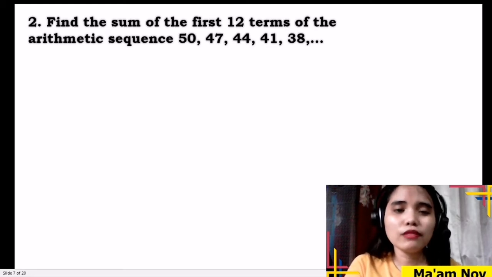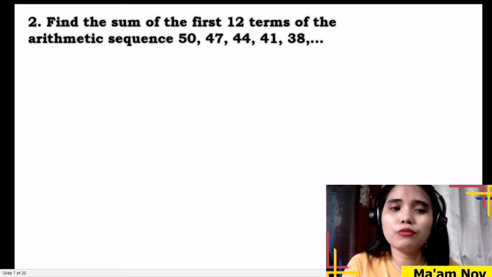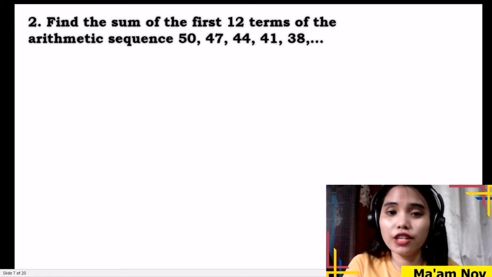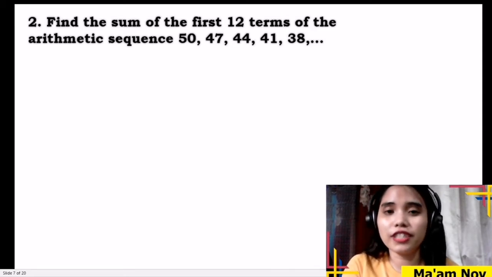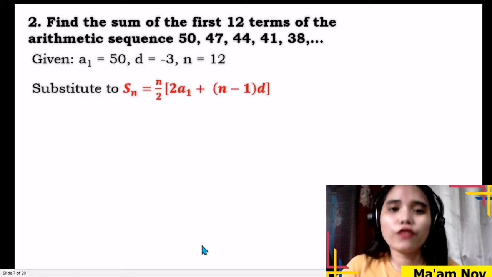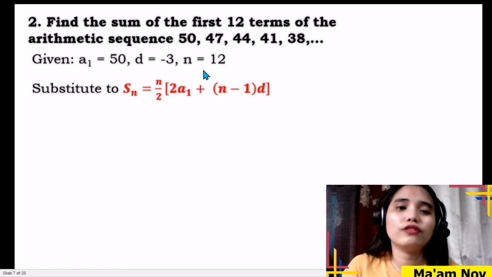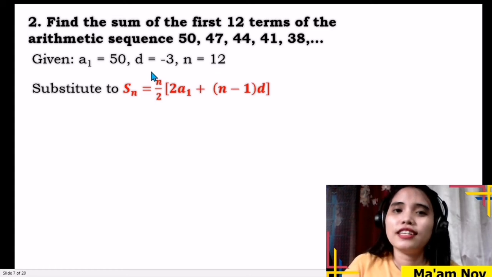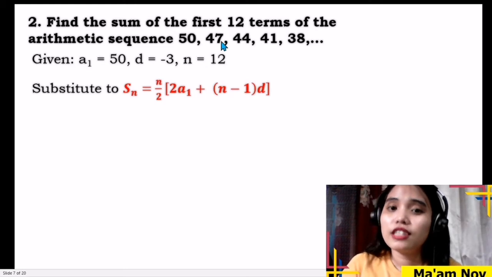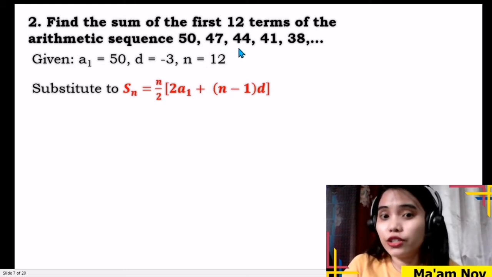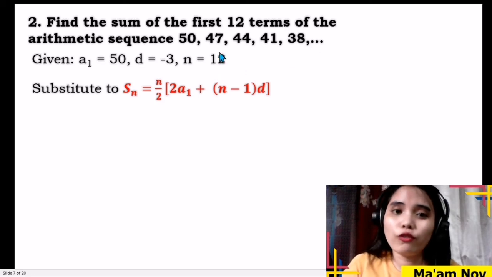Okay, dito. Find the sum of the first 12 terms of the arithmetic sequence 50, 47, 44, 41, 38. So our first term is 50. And our n is, ano kaya? 12. Bakit 12? Because we have to find the first 12 terms daw. So, meaning our n is 12. And saan galing yung common difference? Okay, remember, to get the common difference, second term minus first term, third term minus second term, and so on. So, 47 minus 50 is negative 3.